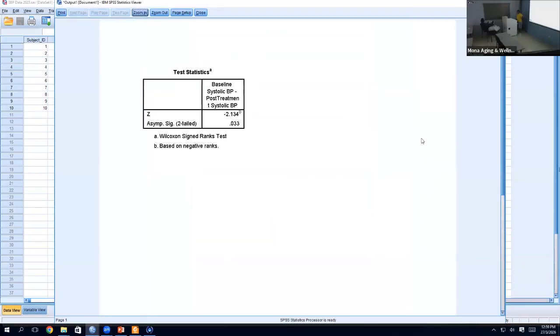Next table. SPSS is telling us that it used the Z distribution for this example. The Z value that it obtained was negative 2.134. You've seen that before? Negative 2.13? Yes, we've seen that before. And then our p-value, this is our two-tailed p-value, is 0.033. Did we see that before? Yes, we saw that before.